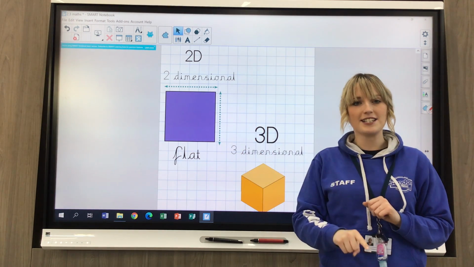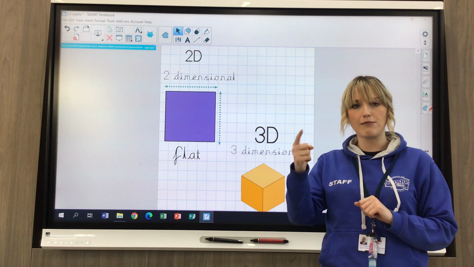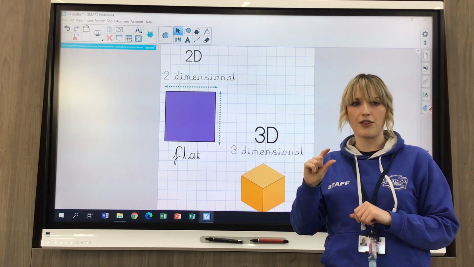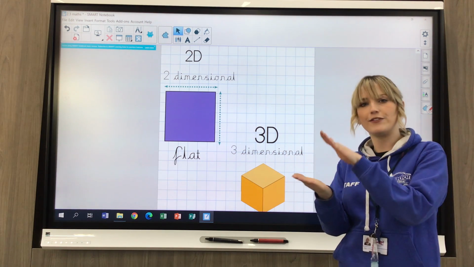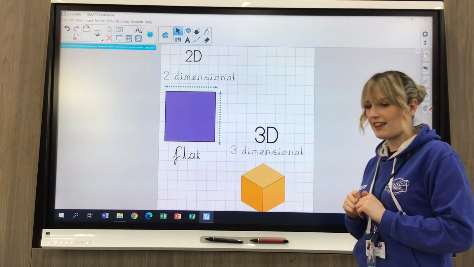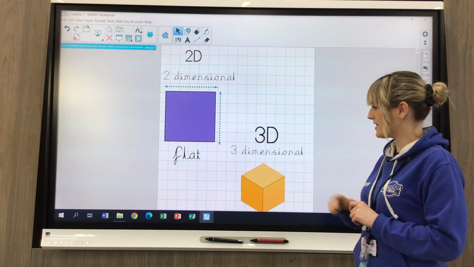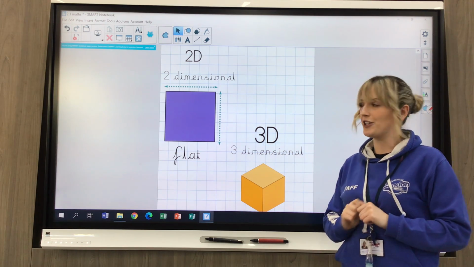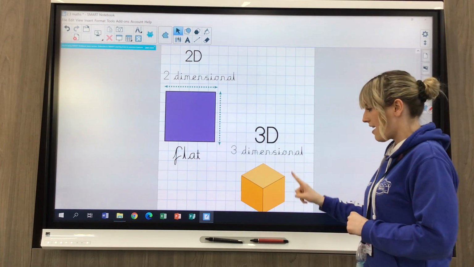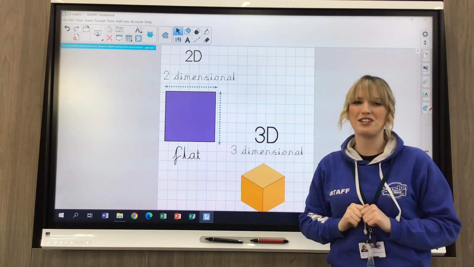So 2D means two-dimensional. So we said yesterday it's got a length and a width, but it hasn't got a depth. It's got no thickness because it's flat. 3D then, okay, it's got depth, it's got thickness, it's three-dimensional. So 2D, 3D. I'm sure you know the difference already.